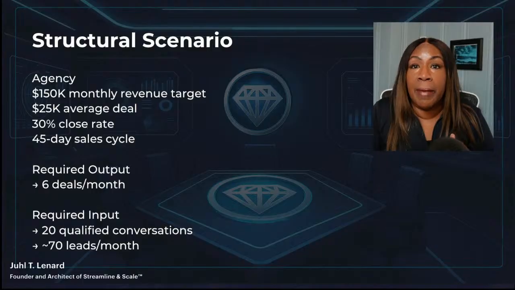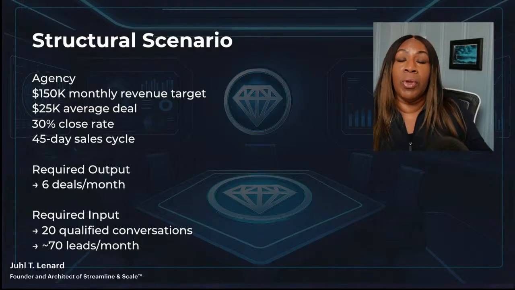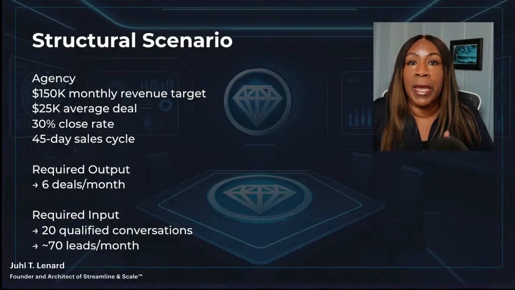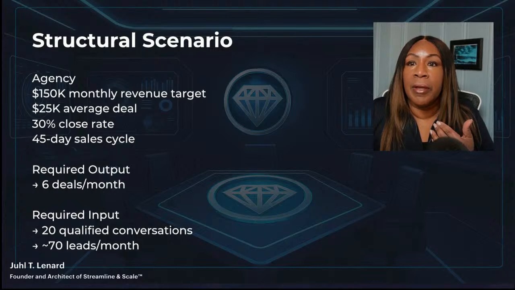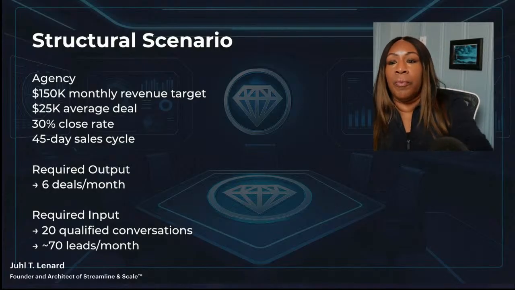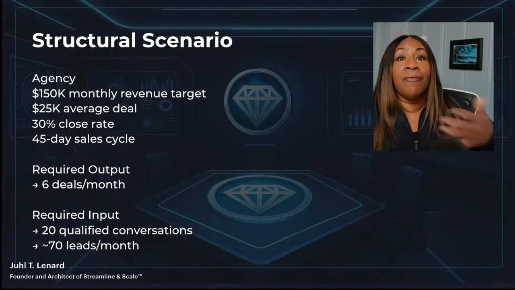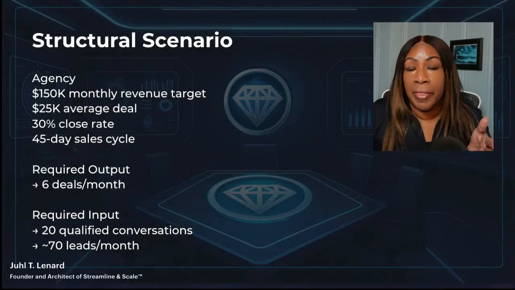Now, with the lab, we have a structural scenario that is going to be our example that we walk through as we prove out with numbers how this pattern plays out in the system. We're looking at an agency that has a need for 6 deals a month. There's a 30% close rate and a 45-day sales cycle. So this agency needs 20 qualified conversations and approximately 70 leads per month.